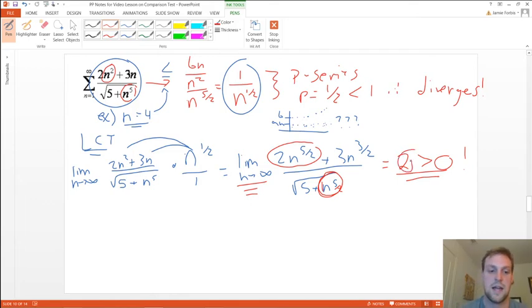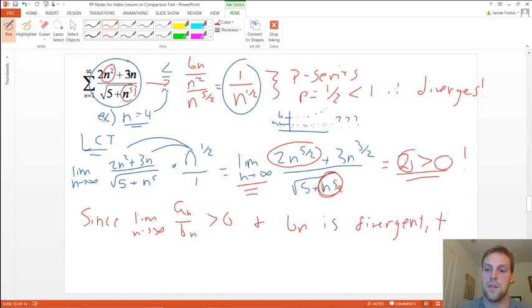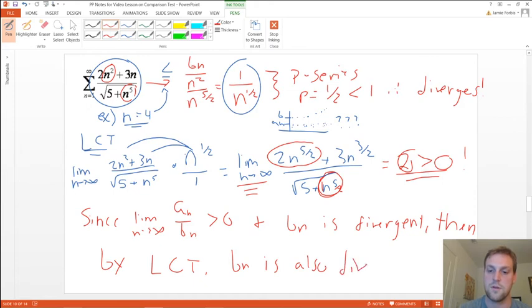But because it is, I can say, hey, since the limit as n approaches infinity of a sub n over b sub n was greater than 0, and I also know that b sub n is divergent, then by the limit comparison test, I also know that a sub n is also divergent. So there you have it. All right, worked out good.